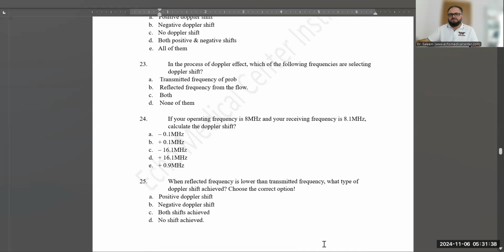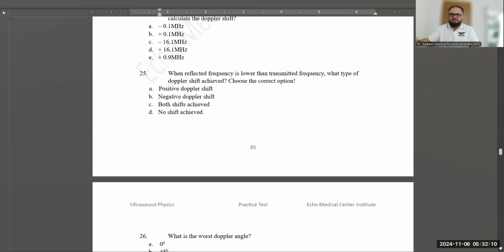Okay, let's do this question. When the reflected frequency is lower than the transmitted or initial frequency, what type of Doppler shift is achieved? Which one will be the best answer to choose? Correct. B is the correct answer. Negative Doppler shift, because your reflected frequency is lower than the transmitted frequency. So it means we have a negative Doppler shift. That is the correct answer. Let's do next.